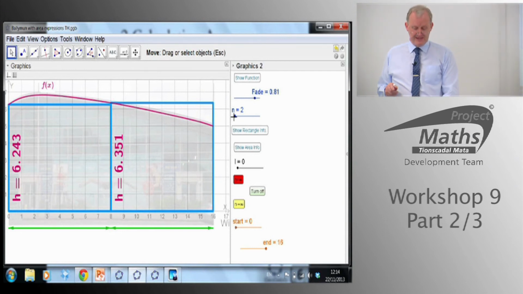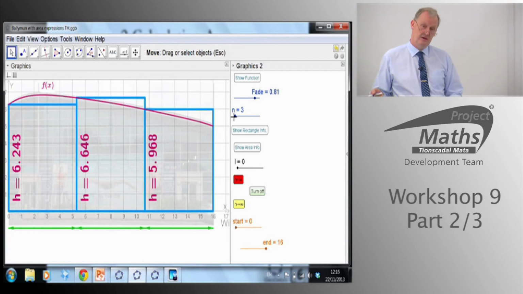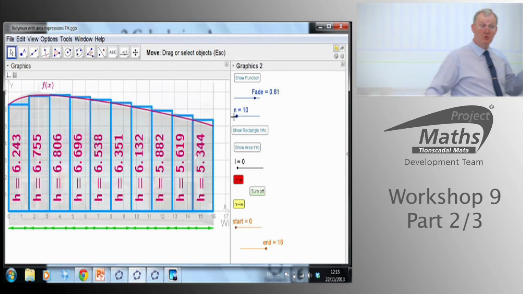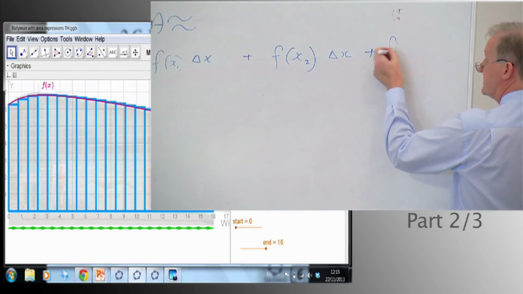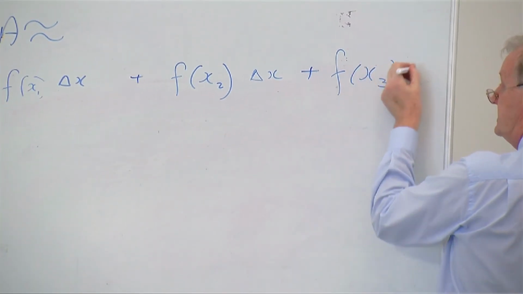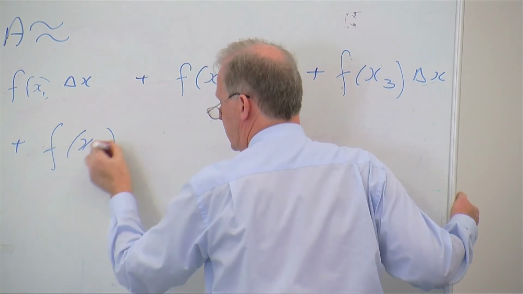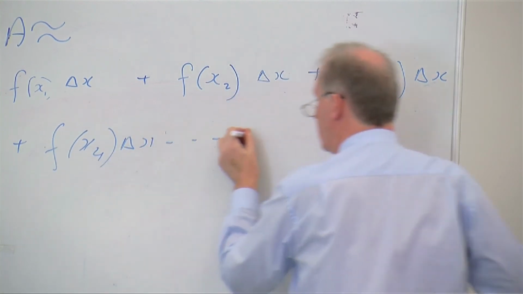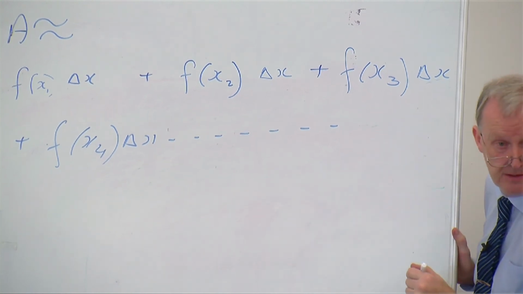How will I improve my estimation? More rectangles. And we could do a Jordan job on it and have more and more and more and more. How will we write that down? Oh my God. Because it will now be f of x1 by delta x plus f of x2 by delta x, plus f of x3 by delta x plus f of x4 by delta x. And that will go on and on and on and on. And how many have we? I don't know.